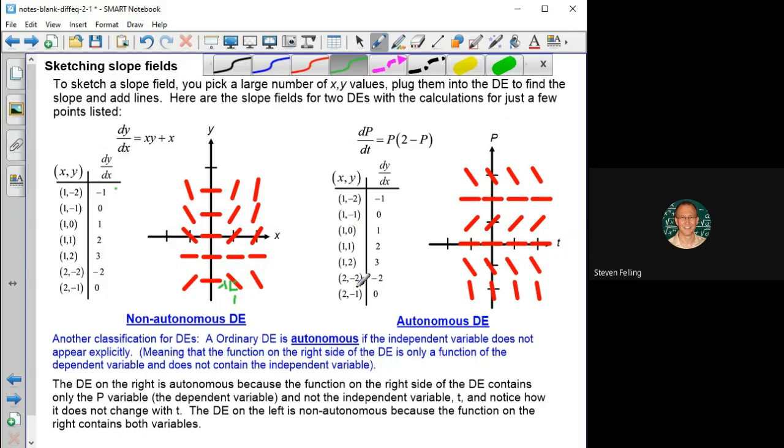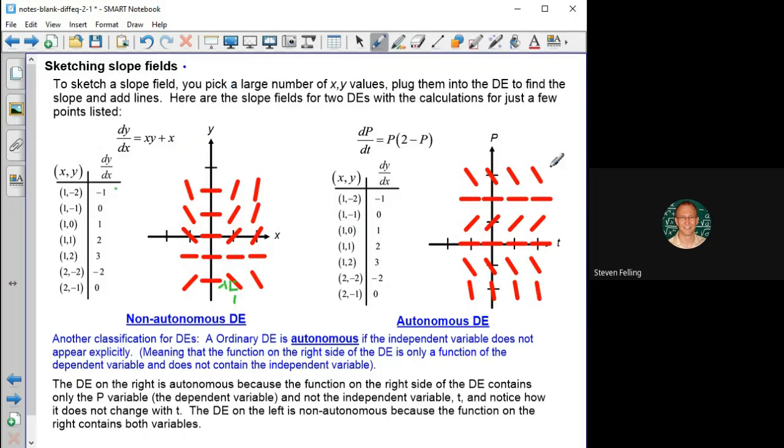If you do that same kind of plot, you can pause the video and try a few of these points yourself if you want. You would end up having slopes that look like this. And actually, this slope field looks a little different than this one, right? So this suggests another way to classify differential equations based on the appearance of their slope fields.